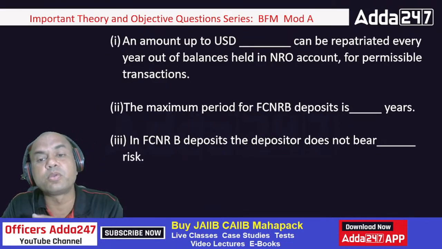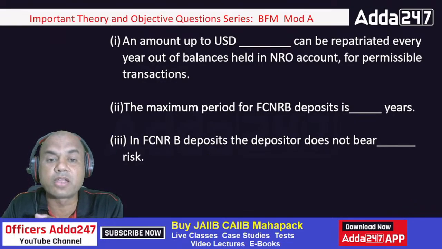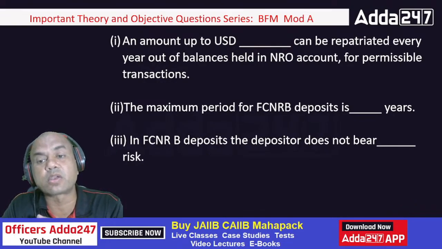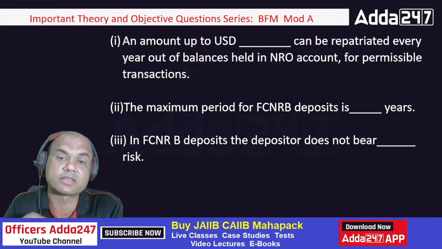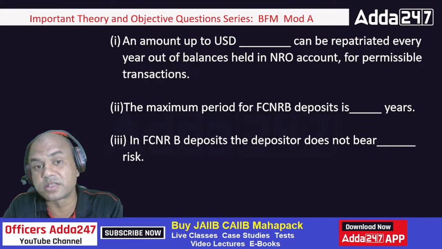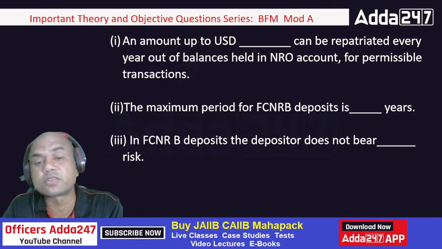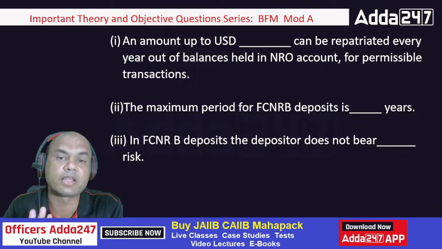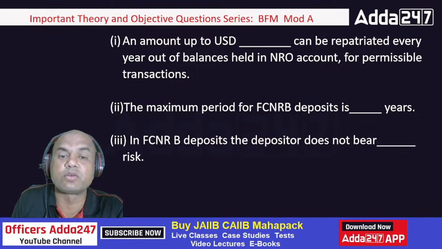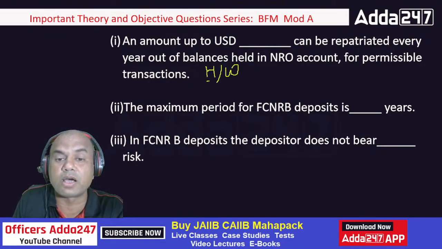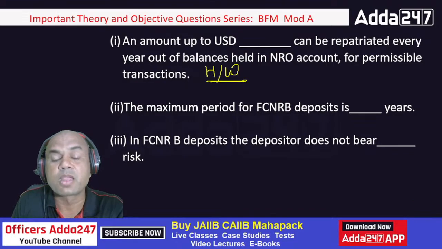An amount up to USD dash can be repatriated every year out of the balances of NRO account for a permissible transaction. Now what is this? Up to USD dash. How much can be repatriated? This is for your homework. Let me check how many of you can answer this. This I'll give you as homework. We'll answer tomorrow, because this is very important.